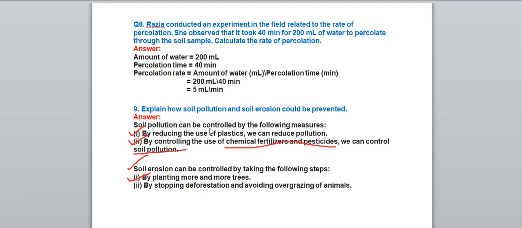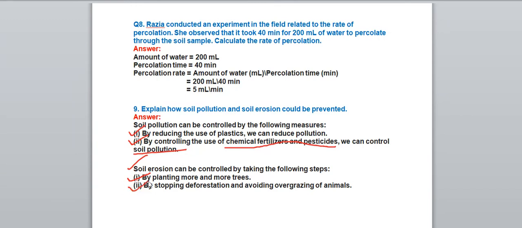So what is soil erosion? That you should know. The washing away of the top layer of the soil by wind and water is called soil erosion. Whenever the wind blows very fast or the rain water comes, they take away the soil particles along with them. That is called soil erosion. If plants or trees are there, then what will happen? The soil particles will be tightly held by the roots, so soil erosion will not occur. So the first point is planting more and more trees.